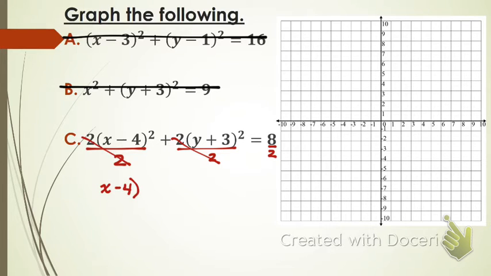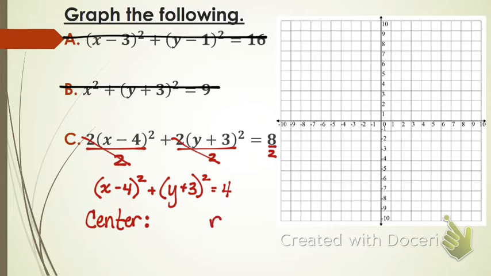x minus 4 squared plus y plus 3 squared would be equal to 4. Now it's in standard form, and now I can identify the center and the radius. Where's the center of this circle at? 4, -3. And what's the radius? 2. Square root of 4 gives me this.